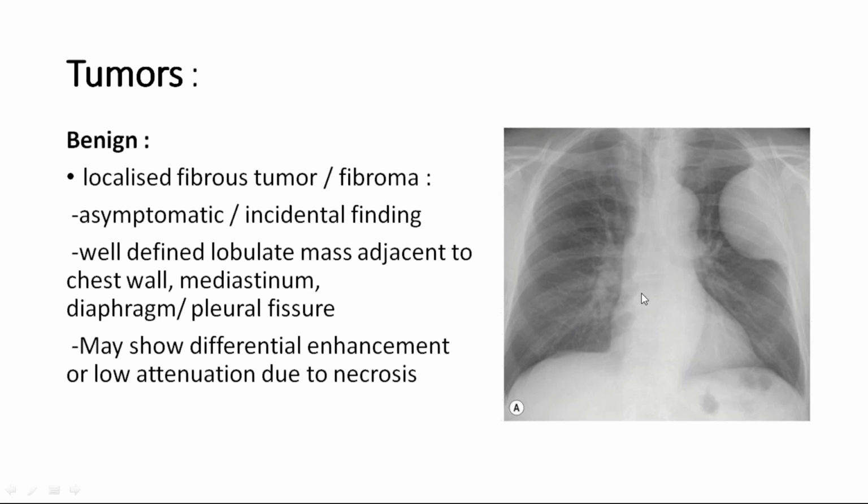This is the frontal radiograph showing a well-defined lobulated mass adjacent to the chest wall. This is a case of fibroma.